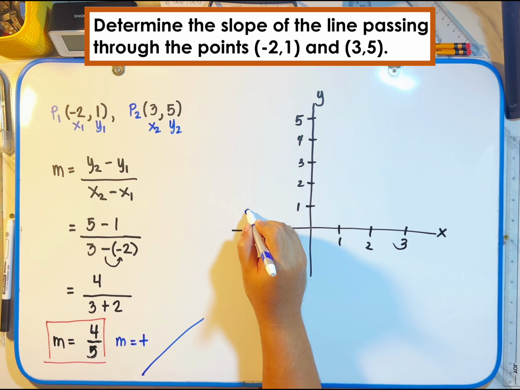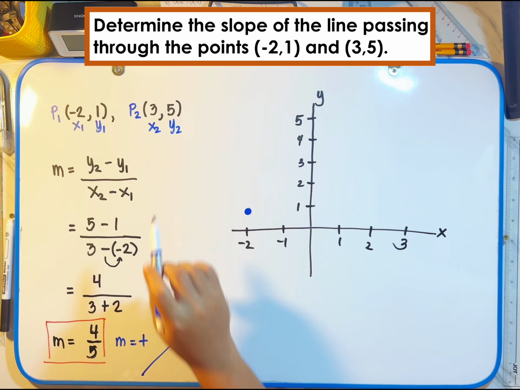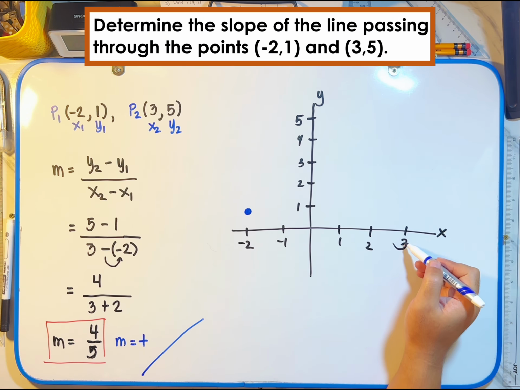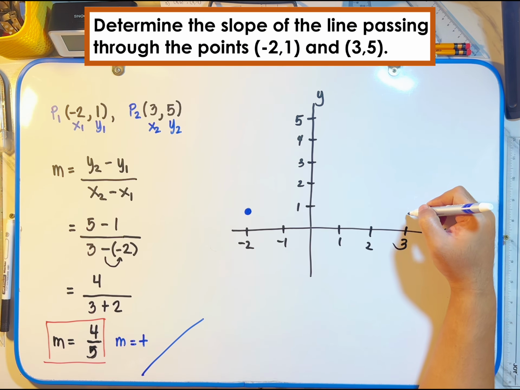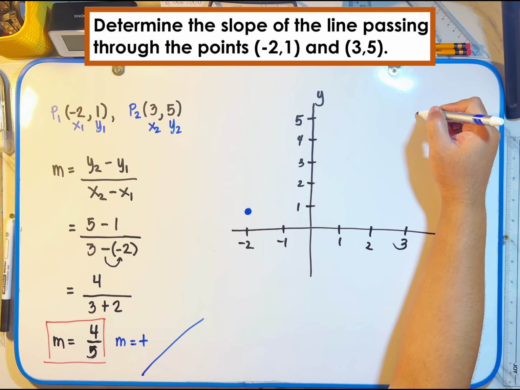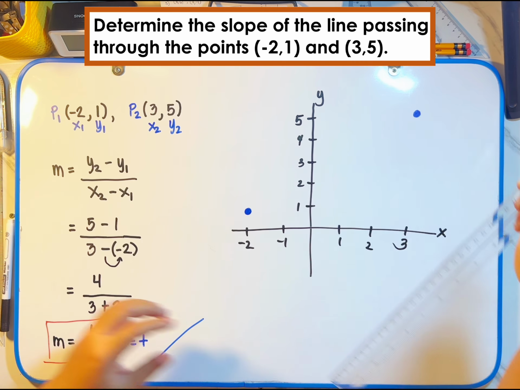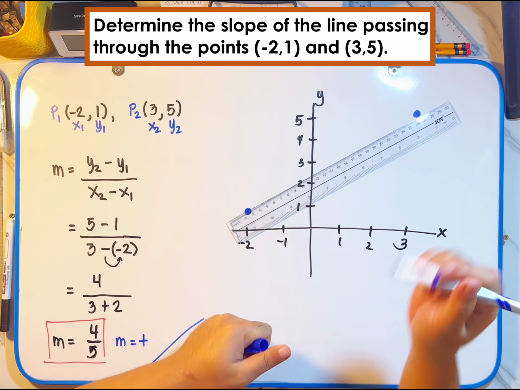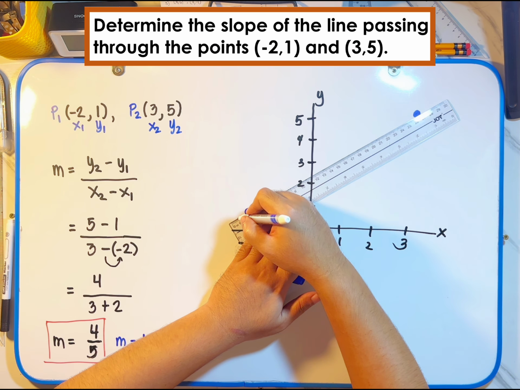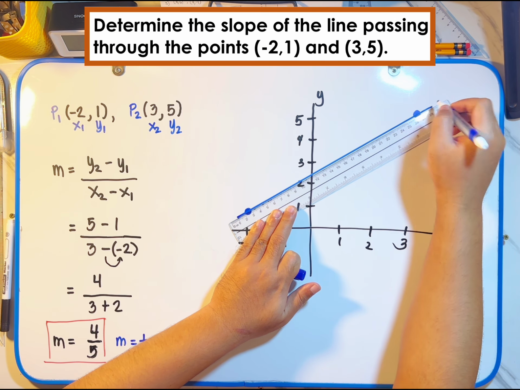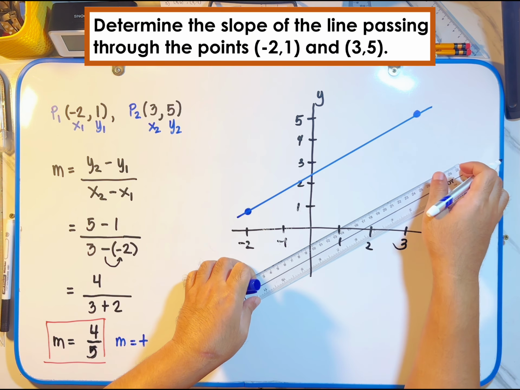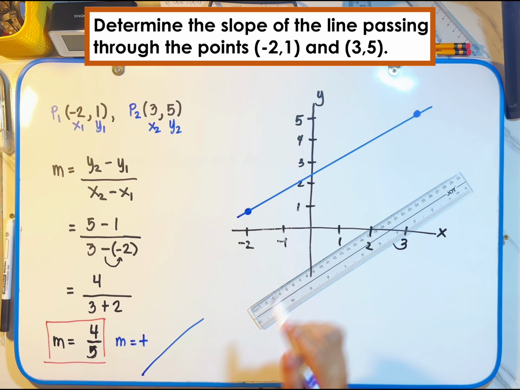Negative 2, 1, when x is negative 2, y is 1. While point 2 is 3, 5. X is 3, y is 5. So somewhere right here. And what can you say? If we draw a single straight line passing through these 2 points, okay, like this, it is very evident that our line goes up from left to right, just like what we have said earlier. Let's move to the next problem.